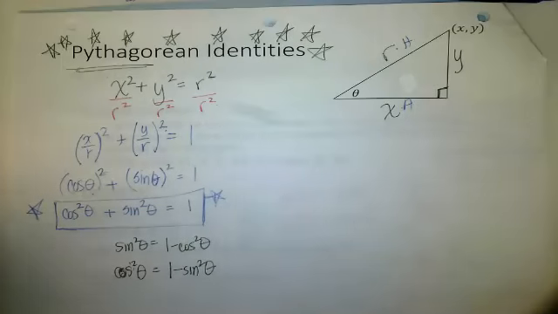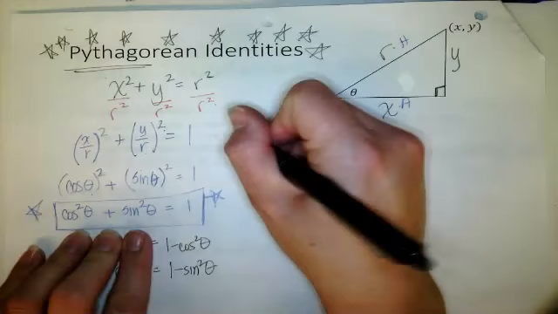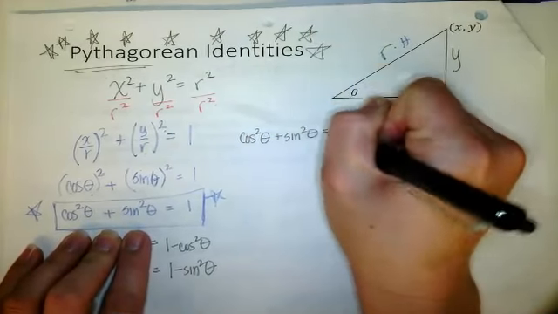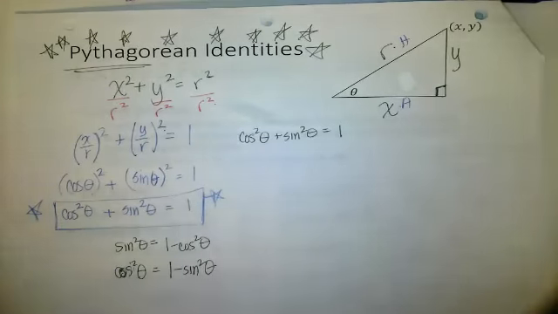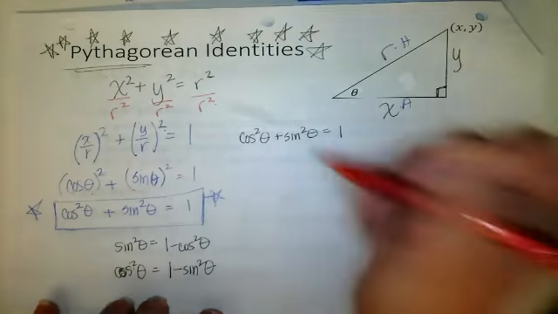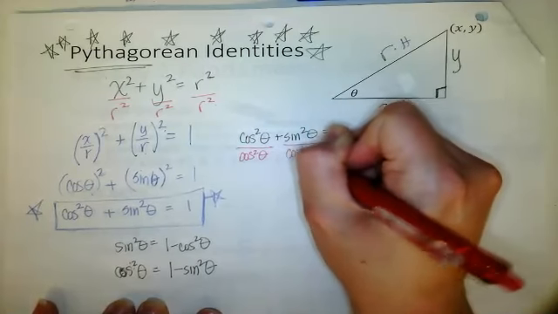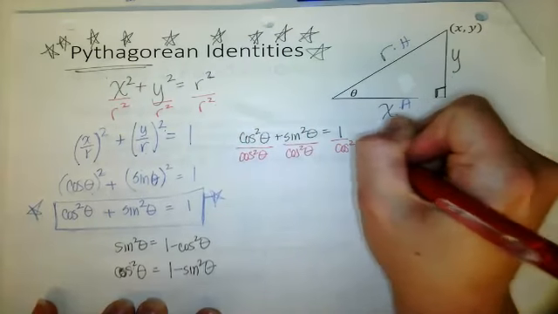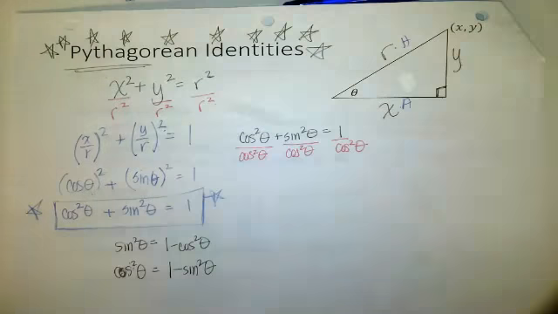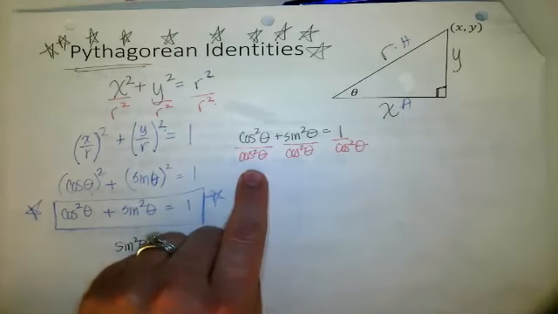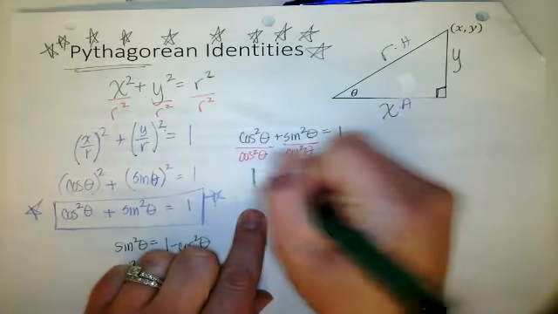All right. So now I'm going to take this cosine squared theta plus sine squared theta equal to 1. And again, I want to do that whole divide through thing. So I'm going to start by dividing everything through by cosine squared. Again, with that whole idea of creating ones in different places. What is cosine squared divided by cosine squared? 1. Good.